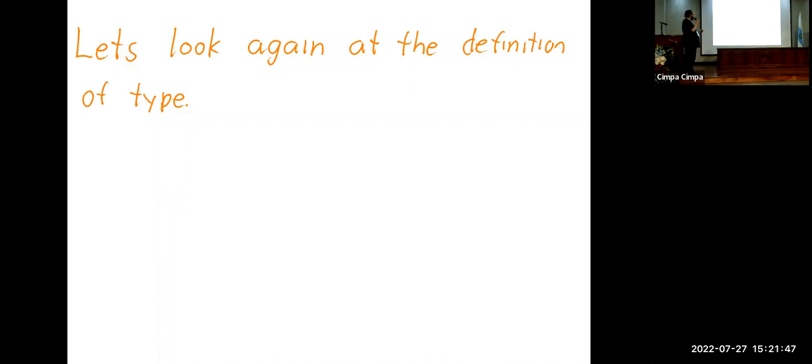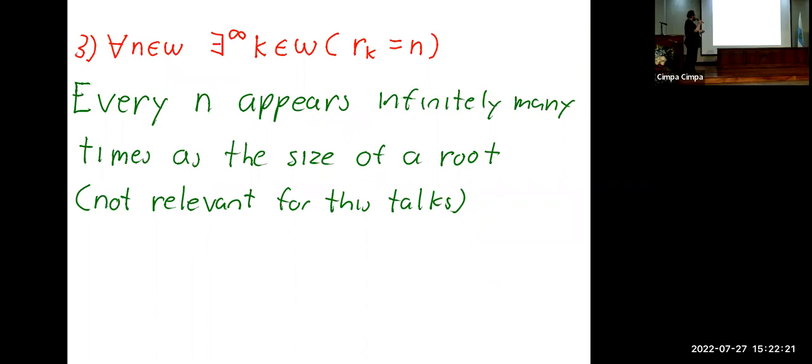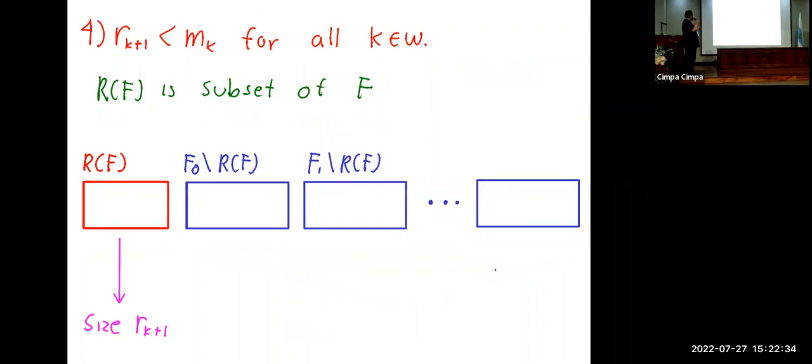We said m_0 is one, and this is just because we want F_0 to consist of all singletons. n_k is at least two. This means that we are always gluing at least two blocks, because if I wanted to just have one, then you're not doing anything. Three, that every natural number appears infinitely many times as a root. But I said this will not be important in these lectures. r_{k+1} is less than m_k. So, this here is a typo. Well, this is true, but what I really wanted to say is that R_F is a subset of F_0.